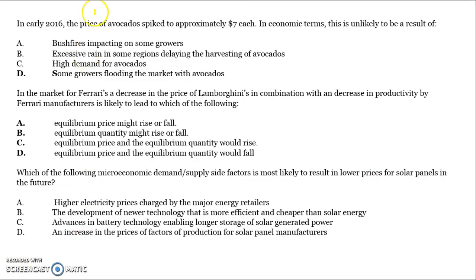A couple of more questions. In 2016, the price of avocados spiked to approximately $7 each, so the price went up. Which one is unlikely to cause this? Bushfires, well, that will reduce supply, higher prices. Excessive rain, again, reduces supply and leads to higher prices. High demand leads to higher prices. Some growers flooding the market with avocados means there's more supply. That leads to a lower price. That's the correct answer because that wouldn't lead to an increase in price.